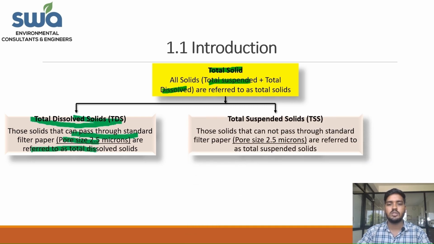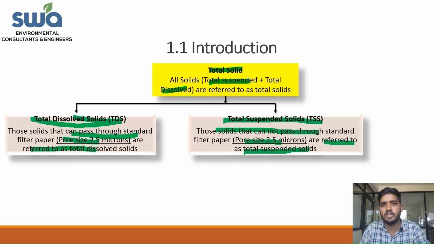Second is total suspended solids. The solids which are clearly visible in the water sample are known as total suspended solids. They are available as a suspension in the water. So they cannot pass through the standard filter paper of 2.5 micron. So we can say that the size of total suspended solids is more than 2.5 micron. Such type of solids is referred to as total suspended solids.